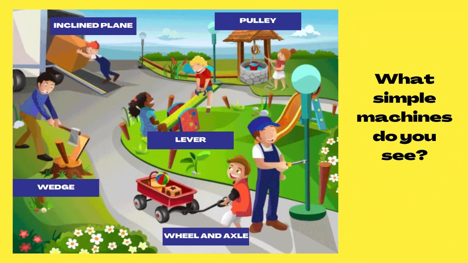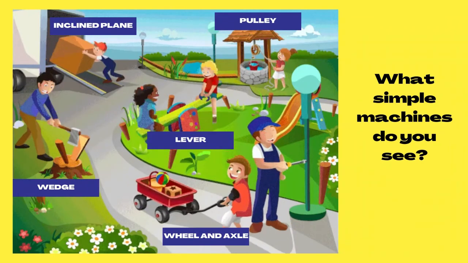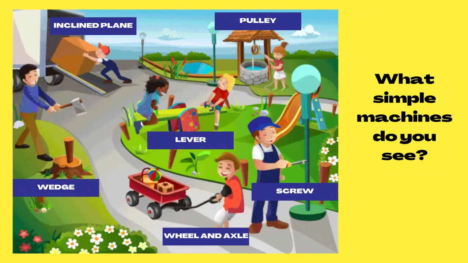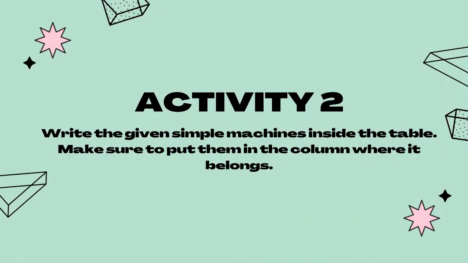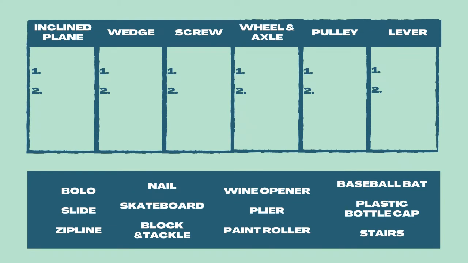What do you think the man is doing on the lamppost? Great, children! He is using a screw. Good job, students! Let's go to the next activity. Activity number 2. Write the given simple machines inside the table. Make sure to put them in the column where they belong. If you need more time to answer, just pause the video.